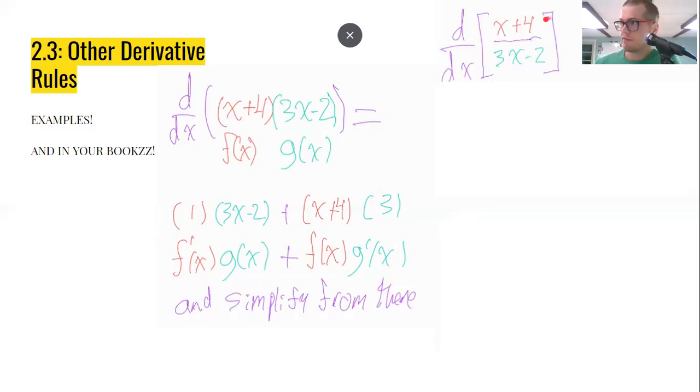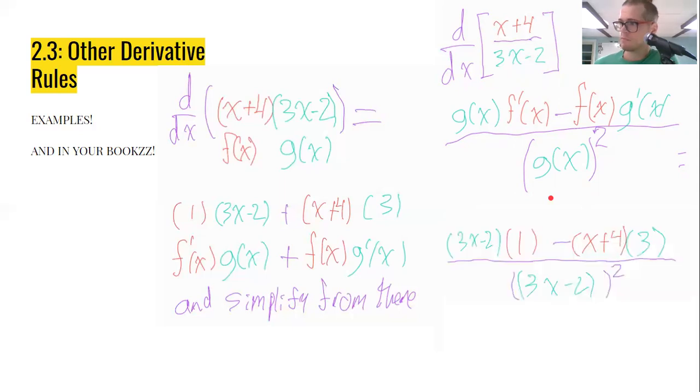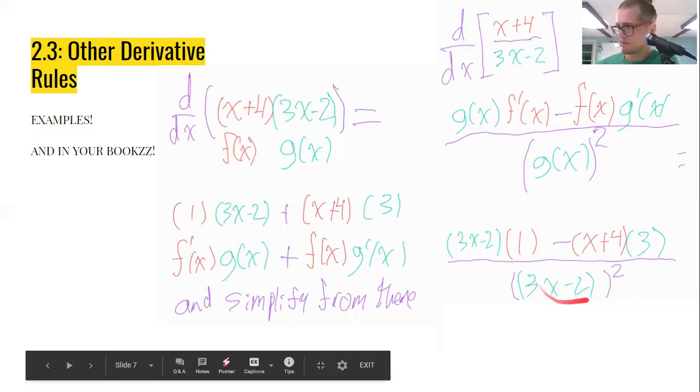Quotient rule, again, f of x over g of x. So if I set that up, it'll be g of x times f prime of x minus f of x times g prime of x all over g of x squared. Now, if I just substitute that stuff in, boom, there it is. Again, it's pretty darn similar to how the product rule is set up. It's just there's the subtraction and this thing in the bottom.